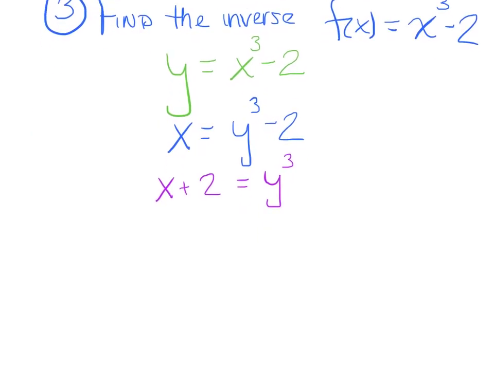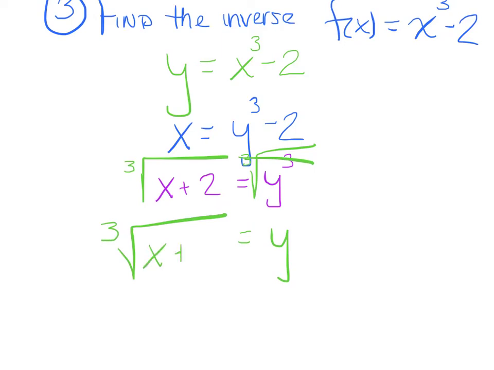And moving my 2 over. My goal is to get the y by itself. I have this goofy looking cubed. How do you get rid of a cube? Well, the inverse would be taking the cubed root of both sides. And notice I'm doing it to the whole side, not to each term, the whole side. So those cancel, and I would say y equals the cubed root of x plus 2.